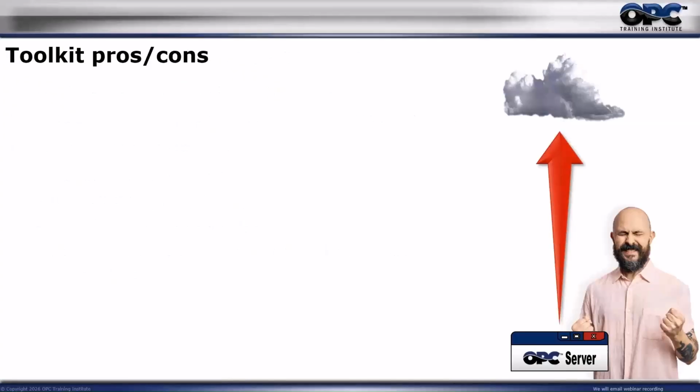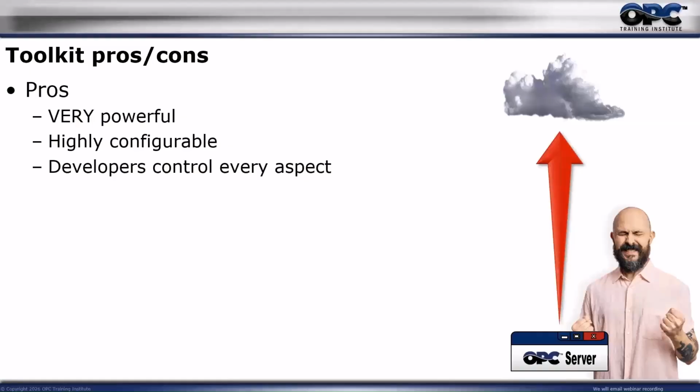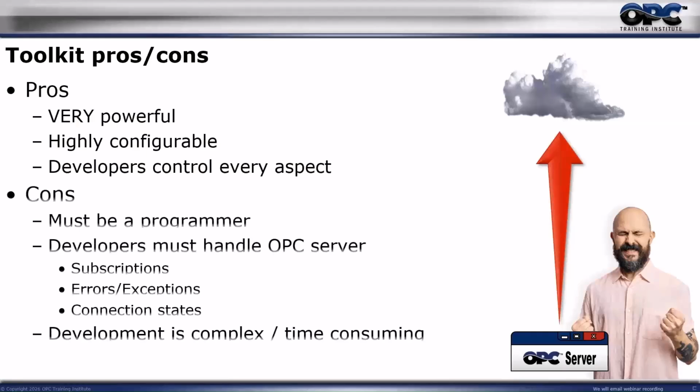So first of all, the pros and the cons. So what's the good and the bad stuff that's happening here? Well, the pros is these toolkits are typically very powerful, they're very configurable, and they enable developers to control every aspect of the system. And I'm giving them a lot of credit. Yes, there are less capable ones, but the more capable ones give you all the control that you would want. Those are the pros.